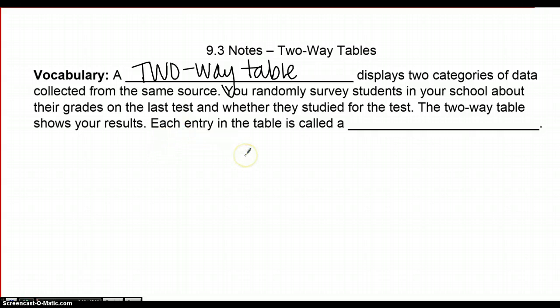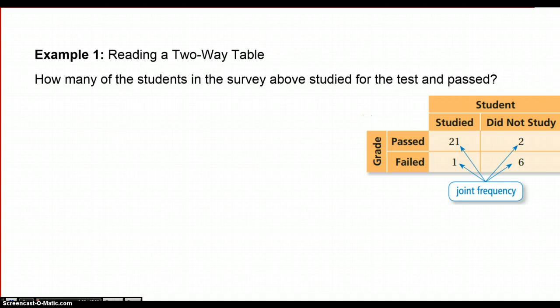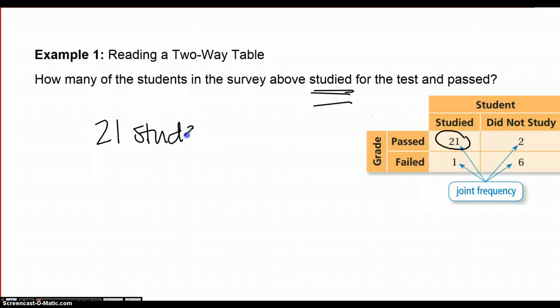So each entry in a table is called a joint frequency. Joint meaning two things are happening at one time. Okay, so here is the table I was just referring to. This is the amount of students who studied and did not study, and those who passed and failed. Example 1 is asking how many of the students in the survey studied for the test, so I'm only looking at this column right here, and passed. So studied and passed, that would be 21 students.